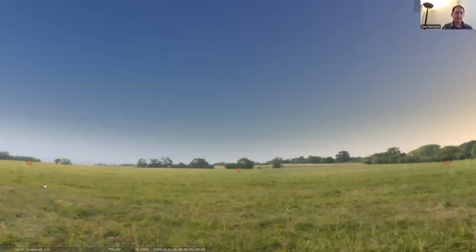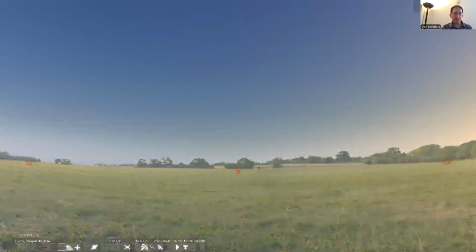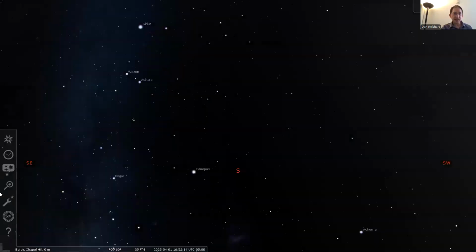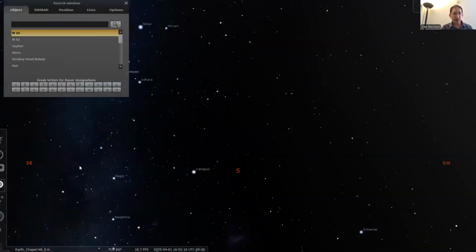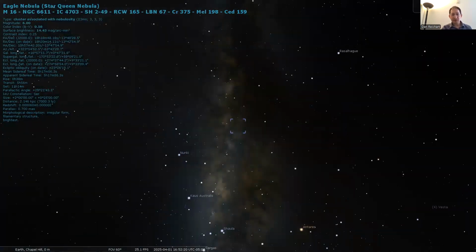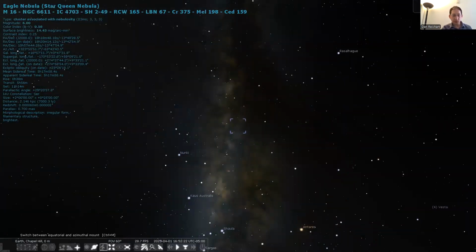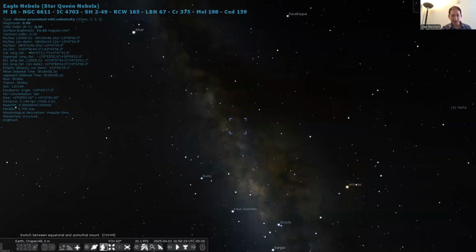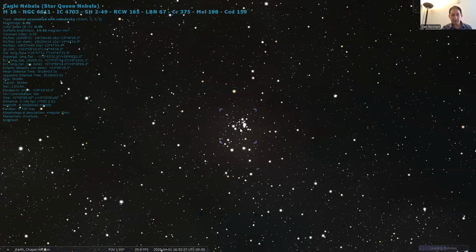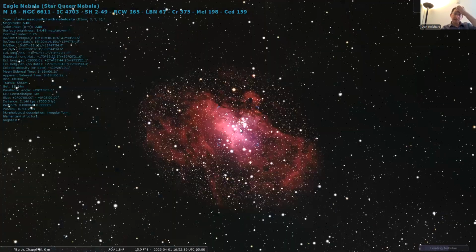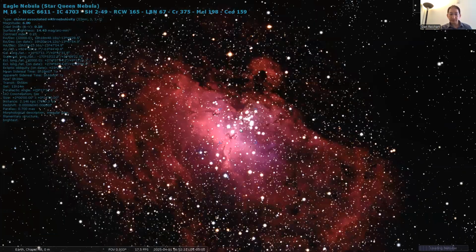Here we go. Turn off the ground and turn off the sky. I'm going to search for my object. Mine is M16, the Eagle Nebula. Maybe I'll put it in equatorial coordinates so it matches my image. Let's zoom in and find it here. There it is. It's a pretty big region.